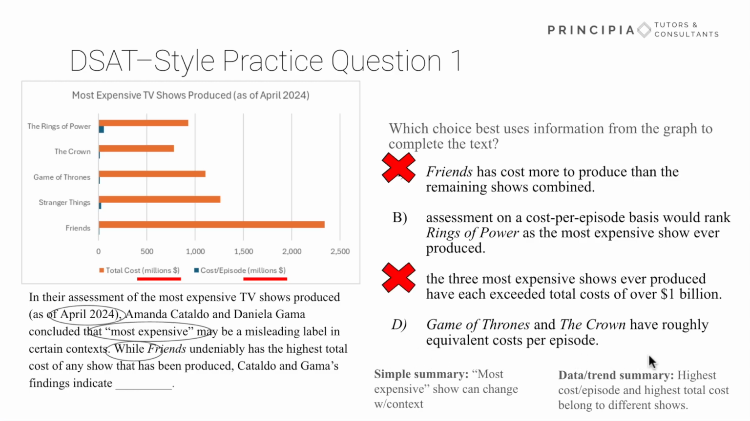And then D, Game of Thrones and The Crown having roughly equivalent cost per episodes. Again, true based on the data. However, this doesn't pivot away from Friends being the most expensive show to produce. And so in that context, we can rule out D because it's off topic. This leaves us with B as our final and most correct answer, so we can pick it confidently.